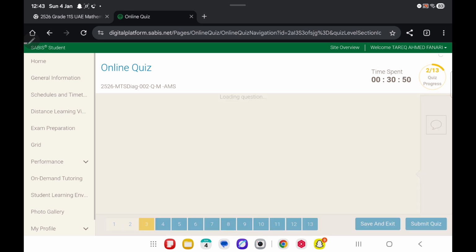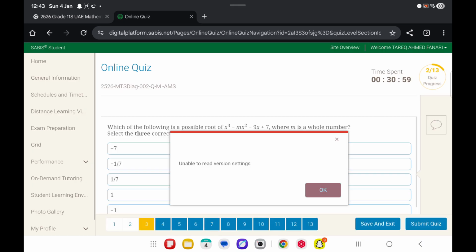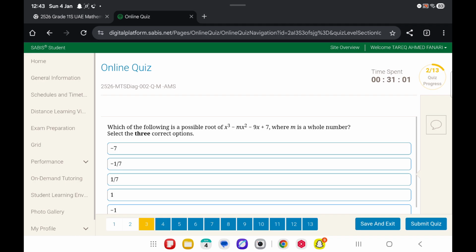Now, moving on. Hopefully, I'm moving on. Unable to read version settings. Thank you so much.